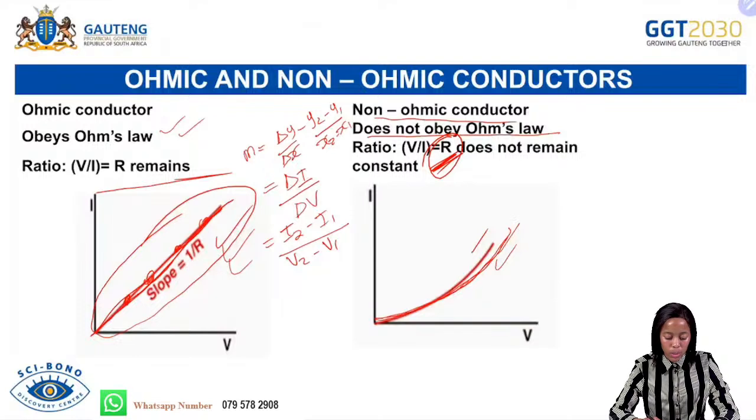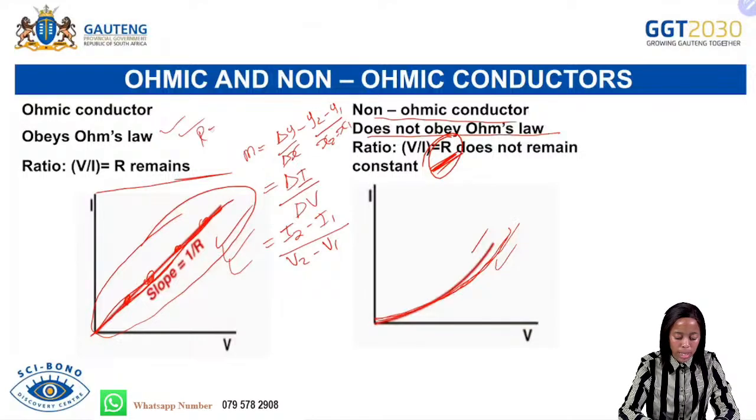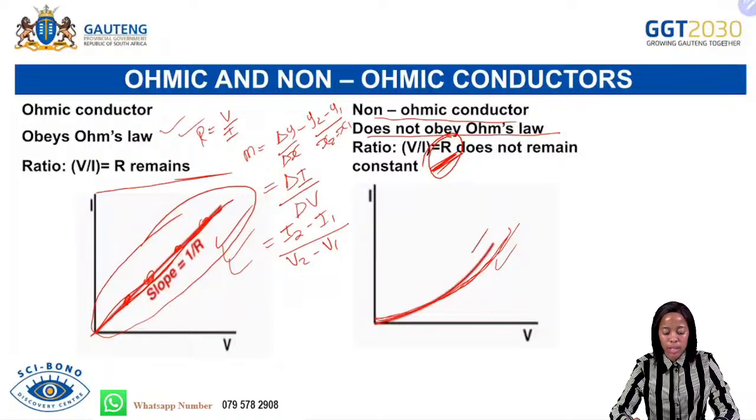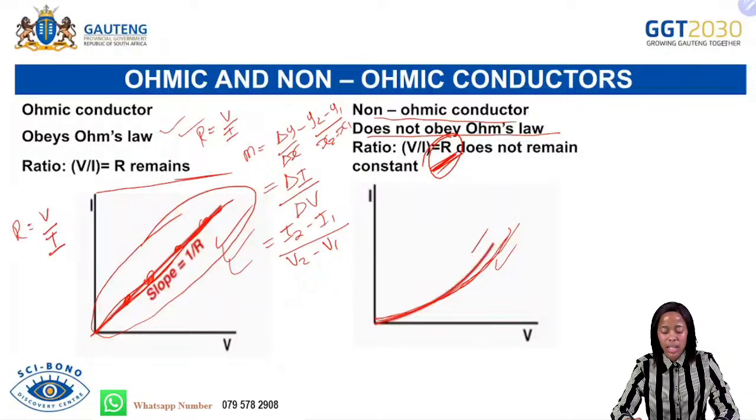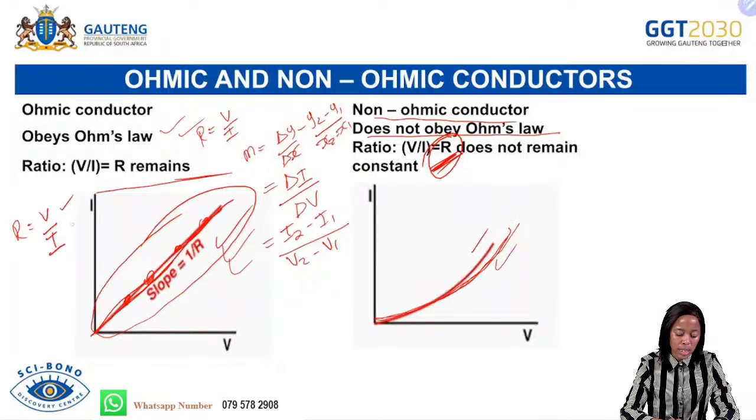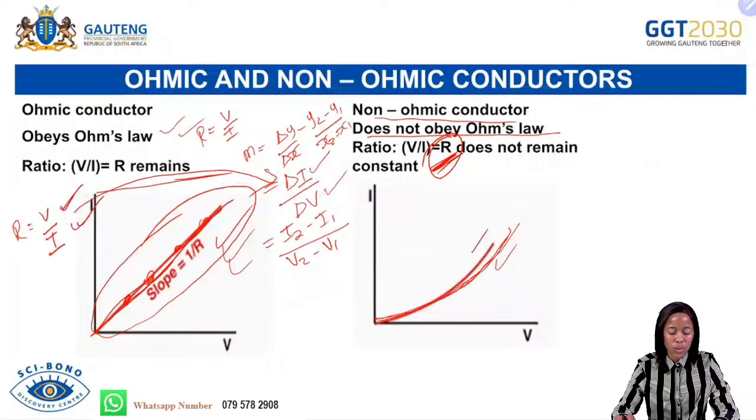Okay, so if you are then asked to calculate the resistance, what is it that you are going to do? When we look at Ohm's law, we have R is equal to V over I. So with the previous one, remember we had change in V divided by change in I. But with this one, we have the inverse now. So we have change in I over change in V, and on this side we have change in V over change in I.